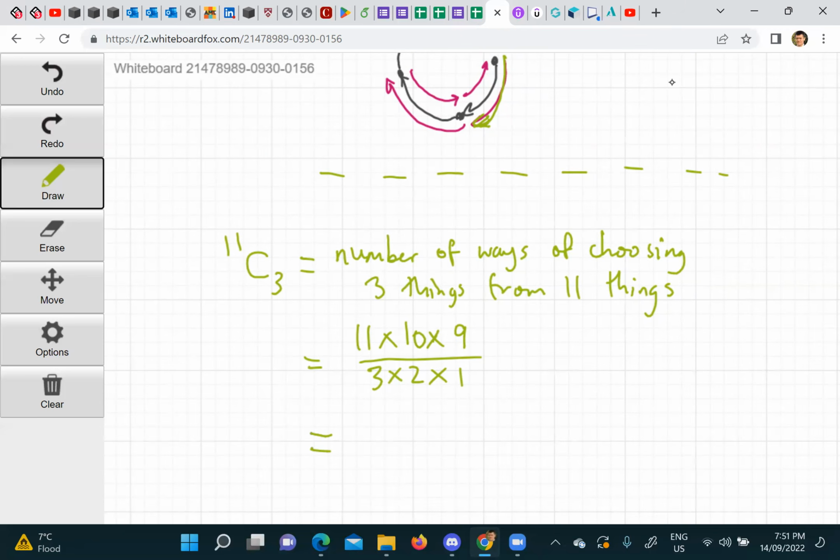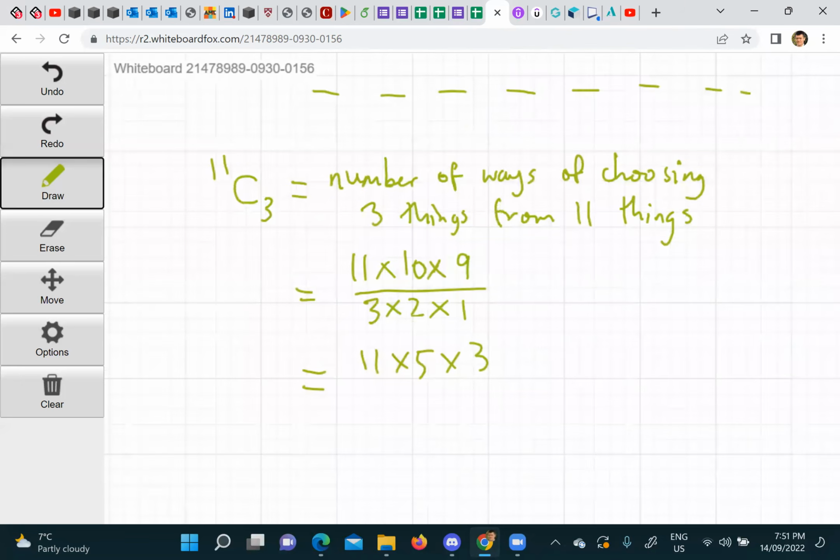Remember, if you're doing a fraction like this, don't multiply the top and the bottom. Cancel stuff. So you get 11 times 5 times 3. Which is 165. Wait, is it? 55 times 3. Okay, yes, it is 165.